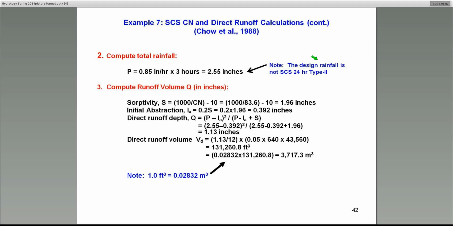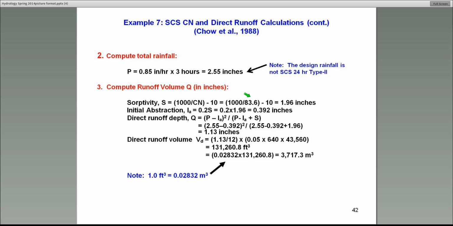So please refer to the SCS methodology book for that. They have tables there showing all the design rainfall amounts for different return periods. The duration is fixed, 24 hours. Anyway, once you get past that step, we calculate using the curve number we just got of 83.6.